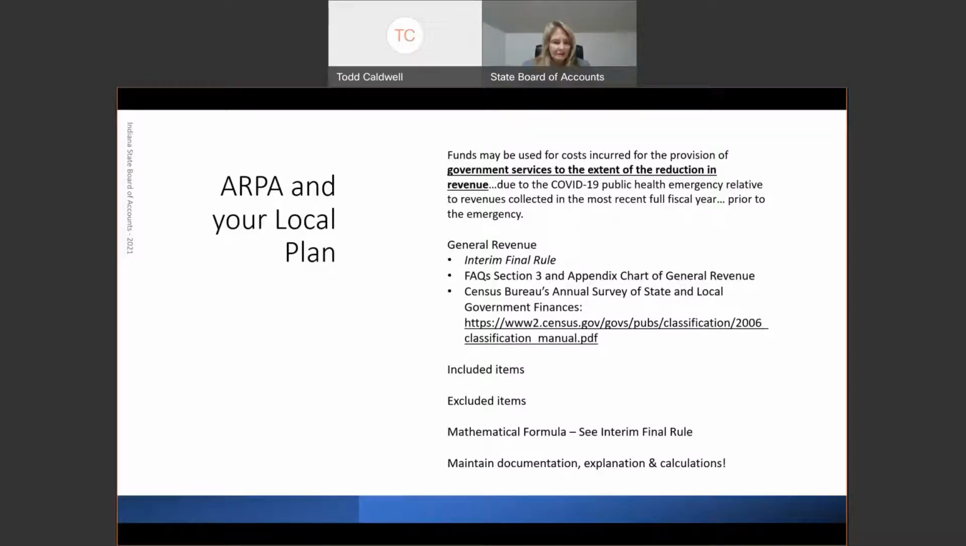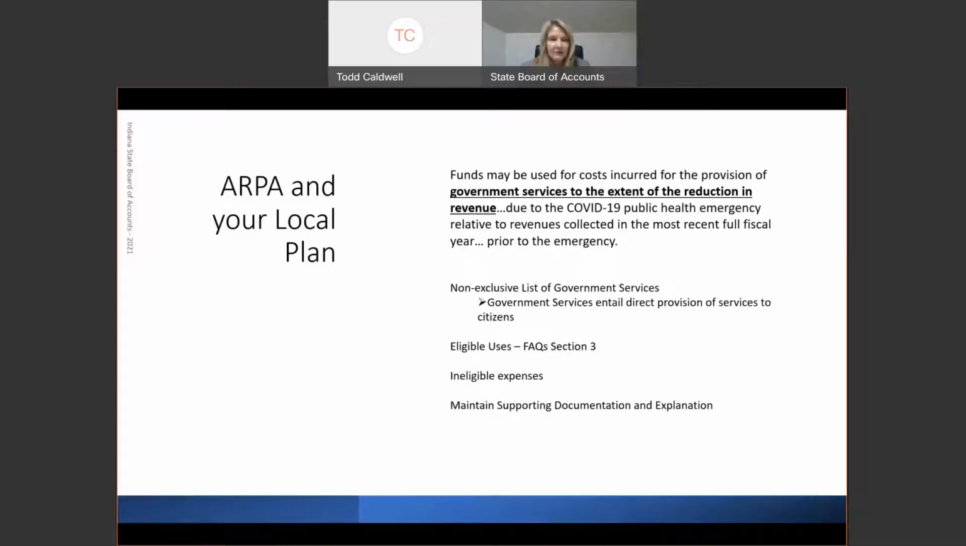Okay, on the next slide, that deals again with the revenue reduction still. The interim final rule does contain a non-exclusive list of government services that can be used under this category. And also there's some additional information in the frequently asked questions section on eligible uses. You'll find that both the interim final rule and the frequently asked questions, there's an emphasis on costs incurred for government services that have a direct provision of service to citizens. So that is an important goal of the ARPA. So read through this section of the IFR and get a handle on what's expected in this area.